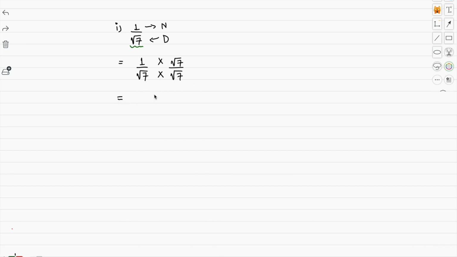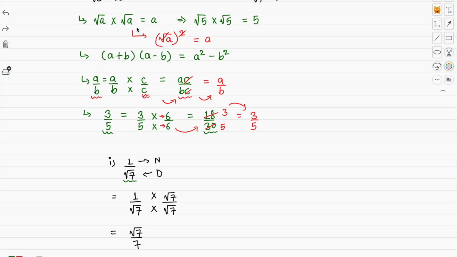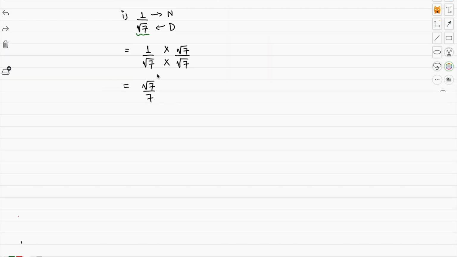So what we'll get from here is 1 times root 7 is root 7, and like I already told you, root 7 times root 7 is 7. This was our first basic rule that we just learned before, right? Root a times root a is a, root 5 times root 5 is 5. Similarly, root 7 times root 7 would be 7. And you see that our denominator now does not have that radical sign or the square root symbol, and so we have essentially rationalized our denominator. And that's it. That's our first answer.